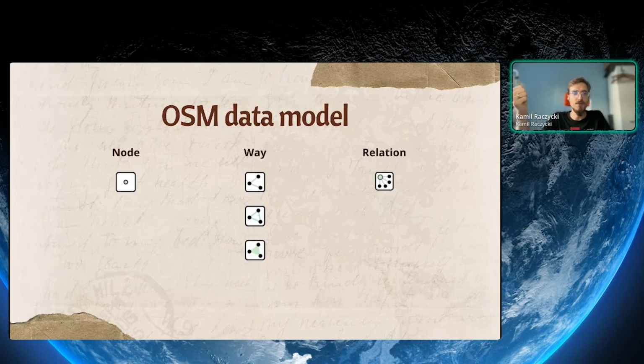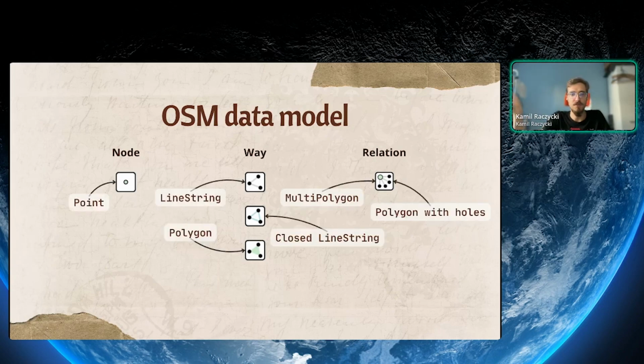Those are the nodes, ways, and relations. Basically, nodes are singular points in space with some latitude and longitude. Ways are the combination of multiple nodes, and they form an ordered line. And then there are also relations that combine multiple ways or multiple nodes or even relations themselves recursively. And they are usually used to define multi-polygons or polygons with holes.